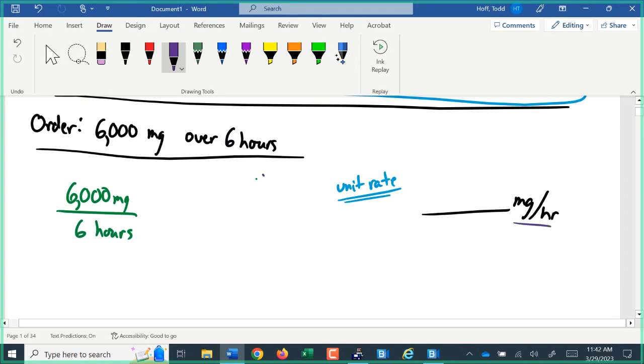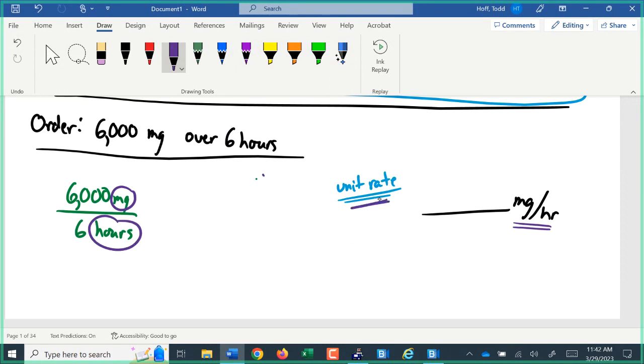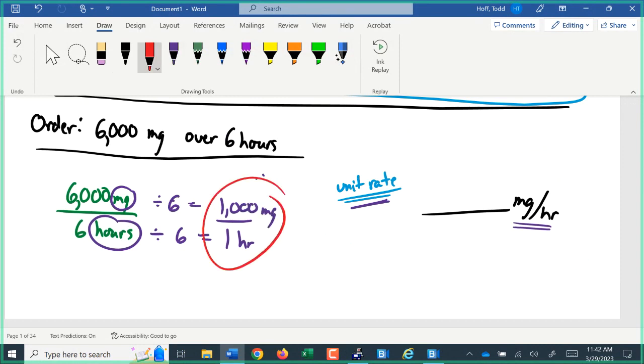Well, like I said, this milligrams per hour has the units here already, milligrams and hours. We just need to convert it to that unit rate. And the way we did that was we divided by the number in the second value. In this case, that's the 6. 6 hours divided by 6 is 1 hour. 6,000 milligrams divided by 6 is 1,000 milligrams. And so this is 1,000 milligrams over 1 hour. So now that that second value, that second measurement is just 1 unit, we can write it with the fraction in the units. So this is 1,000 milligrams per hour.